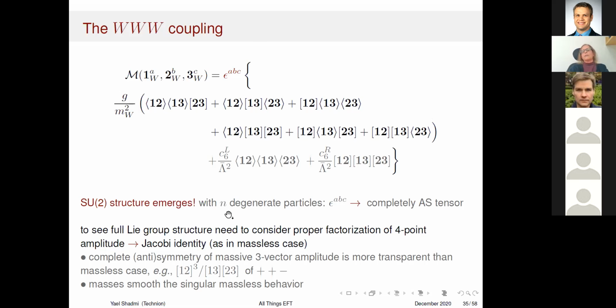And if you had n degenerate particles instead of 3, then this epsilon ABC would be replaced by some completely anti-symmetric tensor. In order to see the full Lie group structure, you need to go beyond this and look at 4-point amplitudes, and that would give you the Jacobi identity. Now, if you know the massless analog of this, you see that this massive case is actually even nicer than the massless case, because all the different gauge bosons are on the same footing, and it's very easy to see the symmetry properties of the coupling.